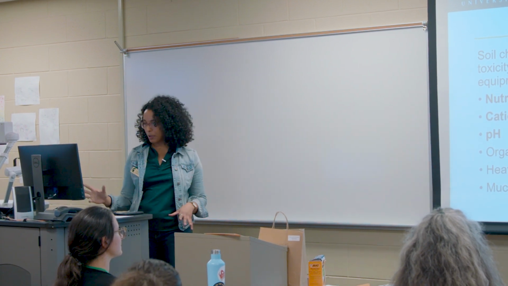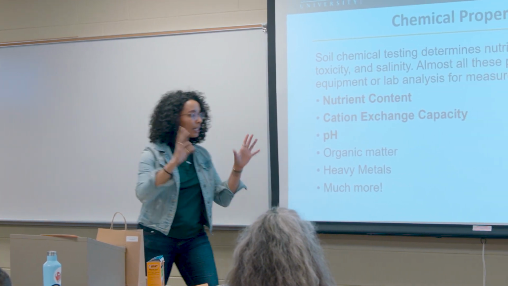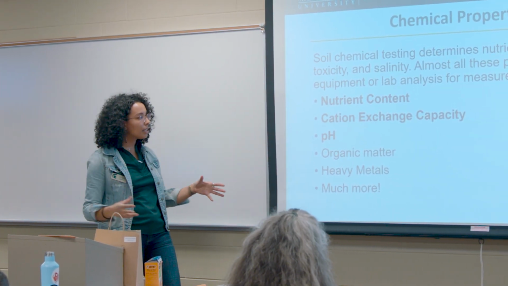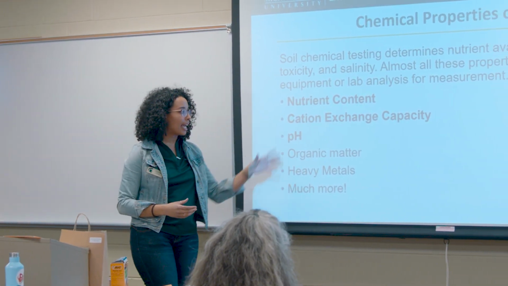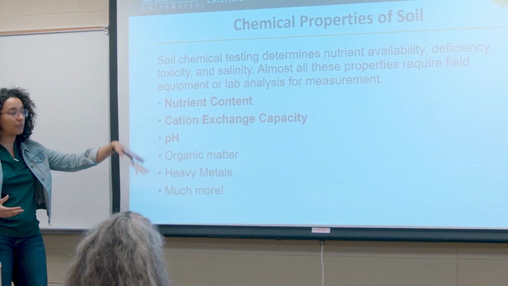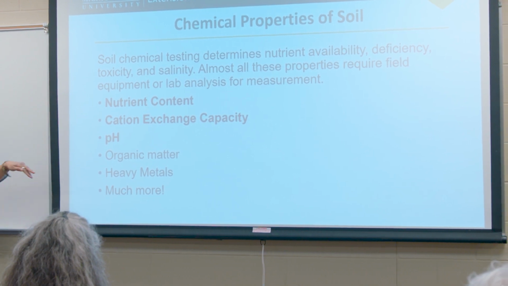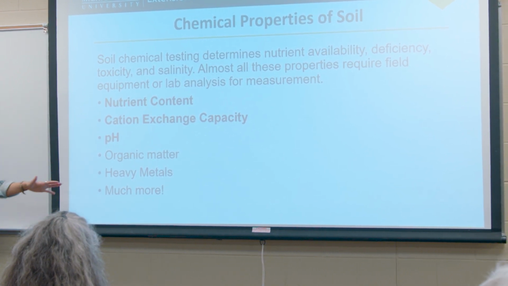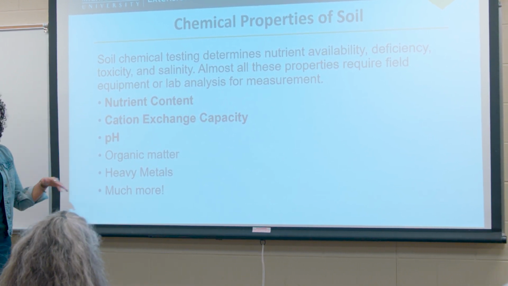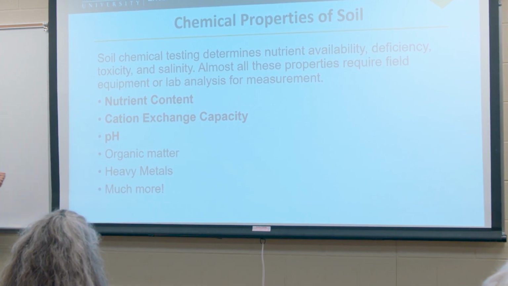Now we're getting into chemical properties of the soil. The chemical properties of a soil can include its nutrient content, its cation exchange capacity, its pH. Again, organic matter influences our chemical properties of the soil. Heavy metals are a part of this conversation as well, and more. I couldn't list out all of the ways that we evaluate soil chemistry, but these are the three big ones that we're going to be talking about.